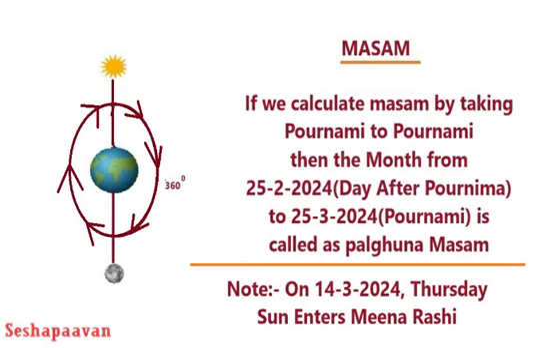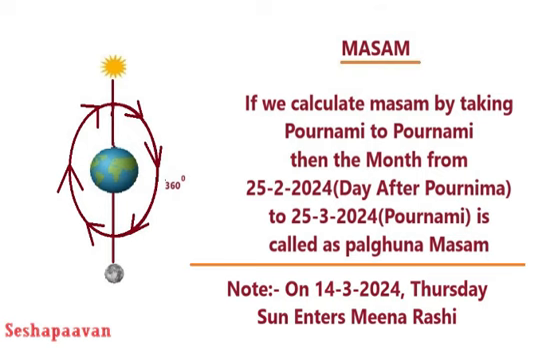Again, if we calculate Masam by taking Purnima to Purnima, then the month from 25 February 2024, that is the day after Purnima, to 25/3/2024 Purnima day, is called as Palguna Masam, because on 14/3/2024 Sun enters Meena Rashi. So this is the reason that this month is named as Palguna Masam. So month is calculated in two different forms.